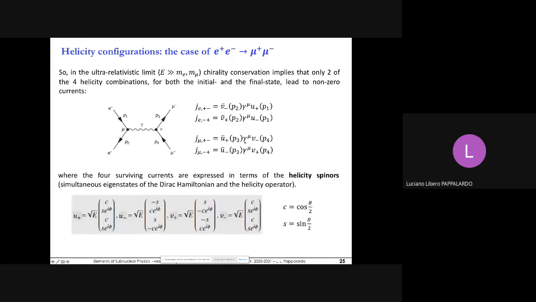And here, let me remind you that these V minus, V plus, V plus, V minus are the helicity spinors that we already introduced when we discussed the Dirac theory, okay? Where C and S are the cosine and sine of θ/2.